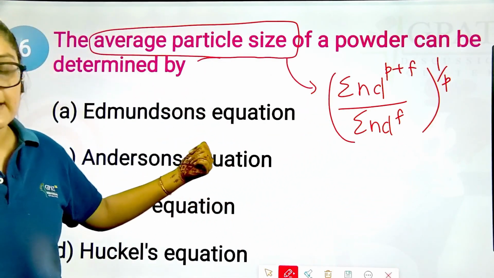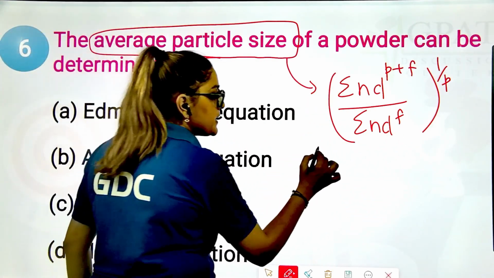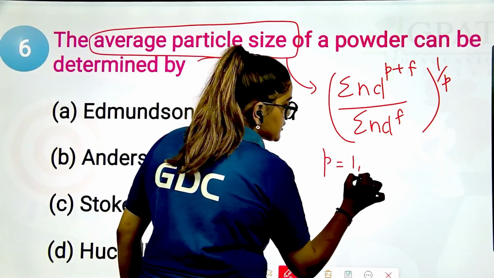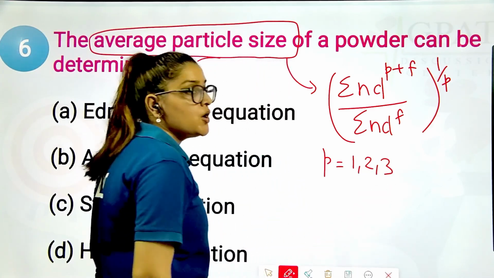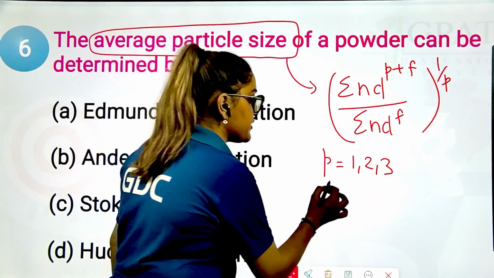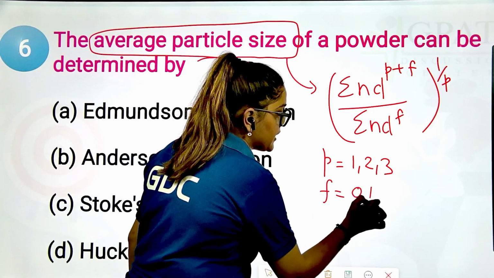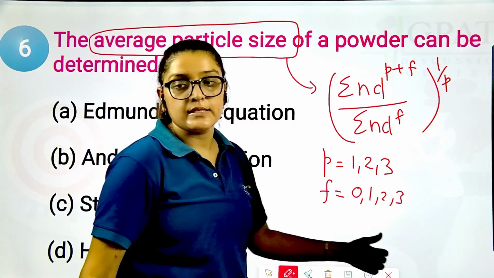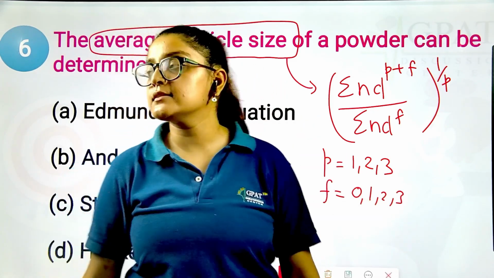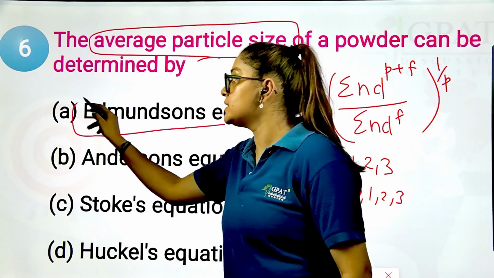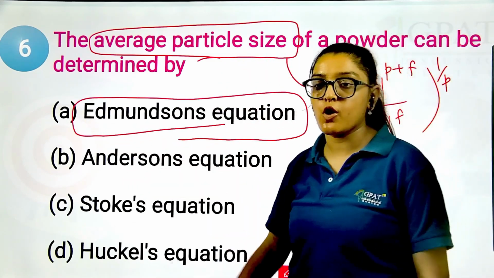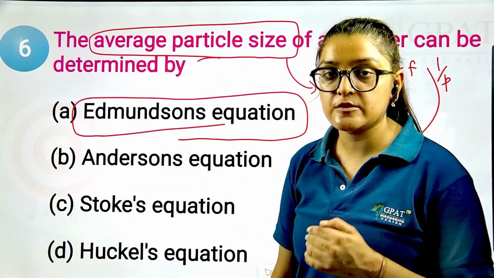For the average particle size calculation, this P is the index related to each particle, which can have a value 1, 2 or 3. F is the frequency index having a value 0, 1, 2, 3, right? So this is none other than our Edmondson equation for the calculation of the average particle size.